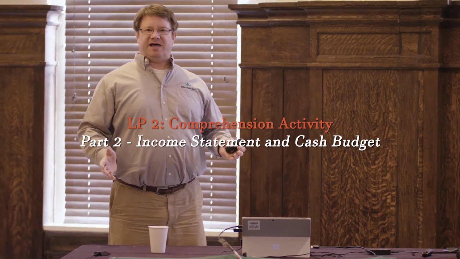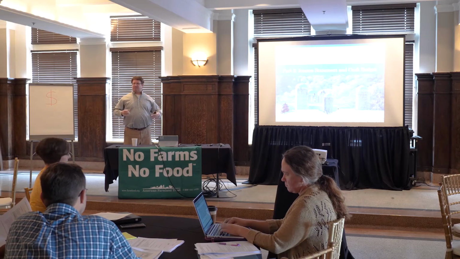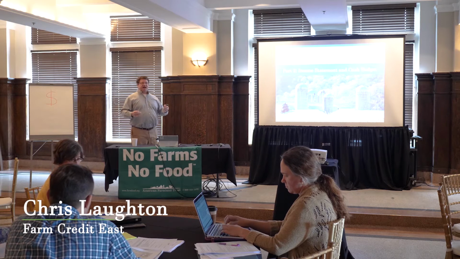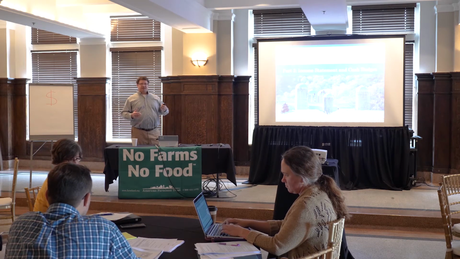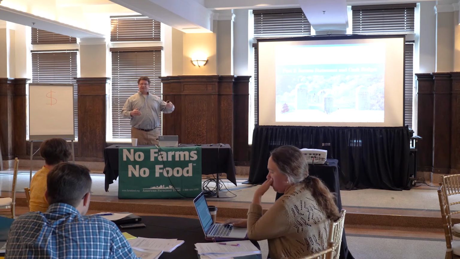Okay, so moving on to part two. In part one, we looked at the balance sheet and we went through an example of a personal balance sheet for an aspiring farmer and detailed some of the items that would be on their assets, some items that would be on their liabilities, and we covered the concepts of net worth, percent net worth, as well as working capital, which is your current assets less your current liabilities.